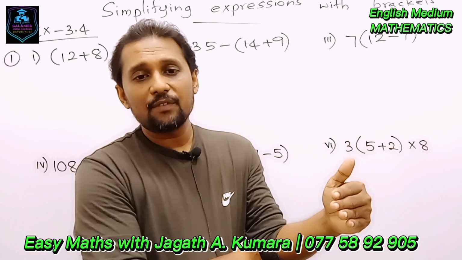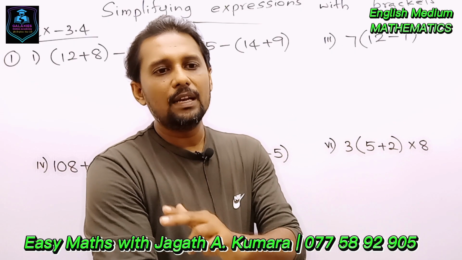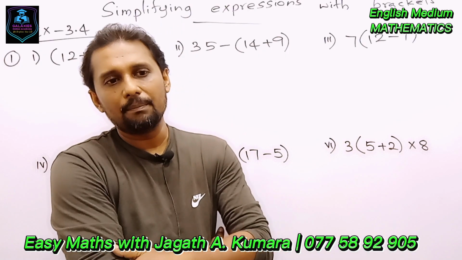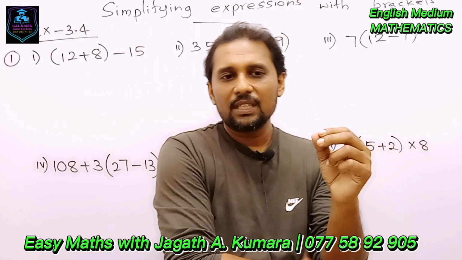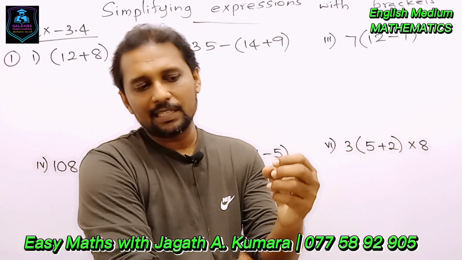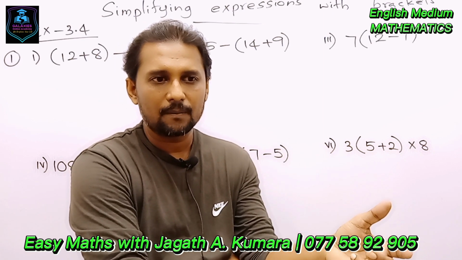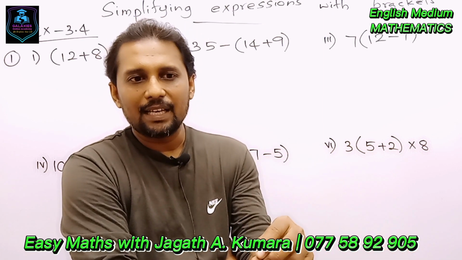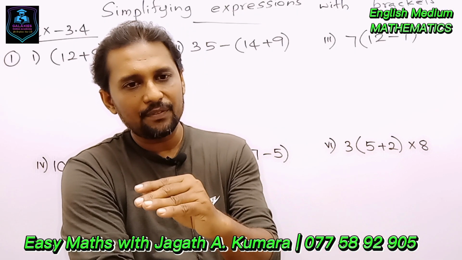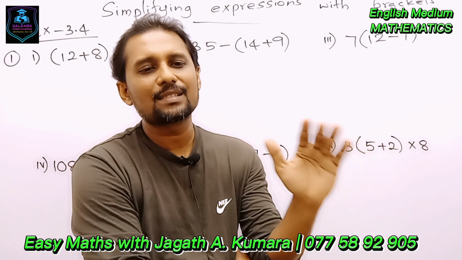Then if the question has the same type of mathematical operations, that means multiplication, addition, the same type of operations, you have to simplify from left to right. And another point to remember: if the question has friendly types of operations, meaning only addition and subtraction, or only multiplication and division, then also you have to simplify from left to right. Right, that is the summary.